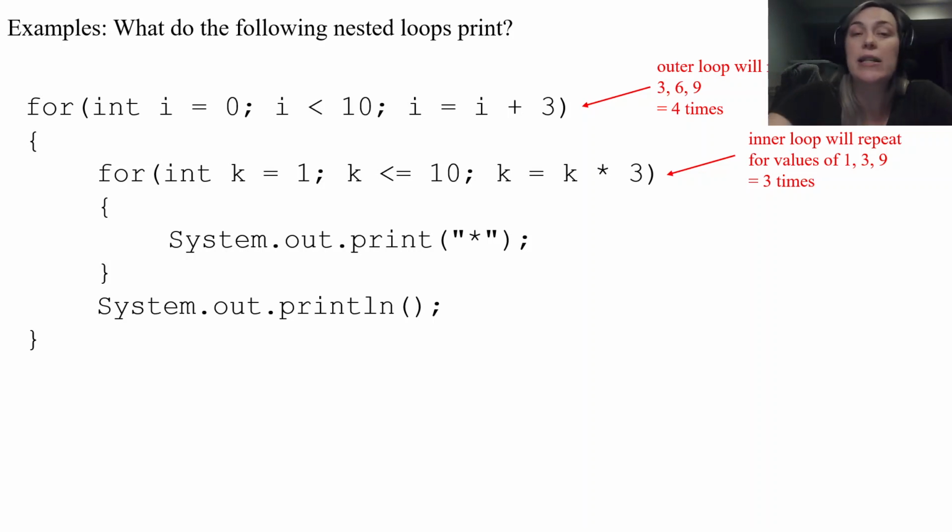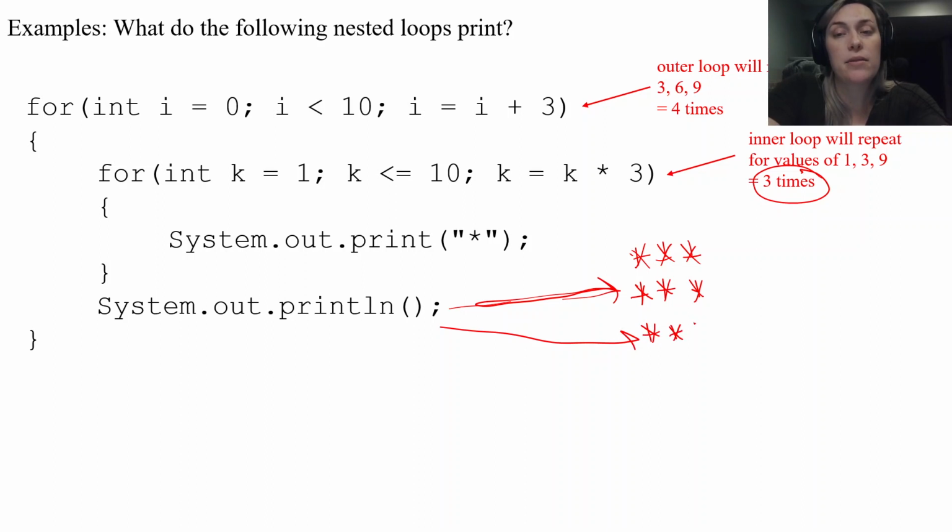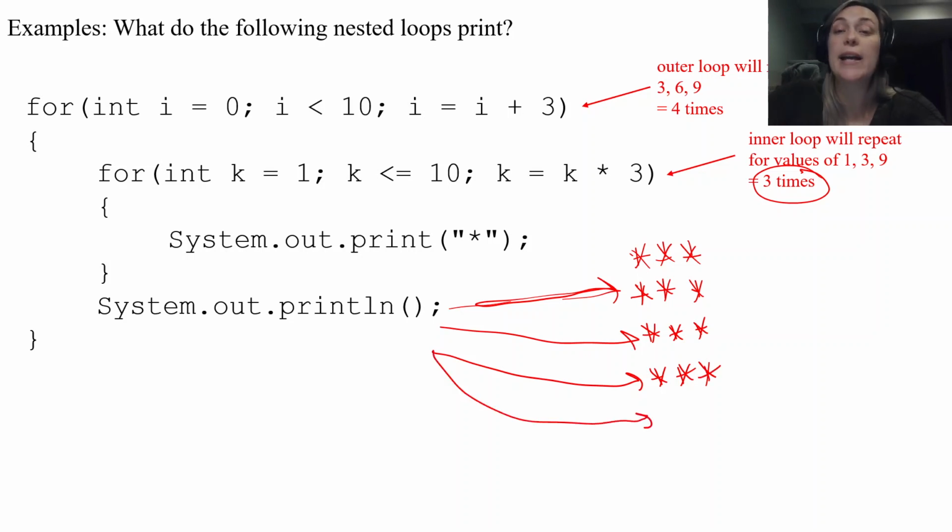Now it's the same situation where we're printing the asterisk. The asterisk gets printed 3 times because it's inside the inner loop. So your asterisk would get printed 3 times. Then you get a new line, and then it'll get printed again 3 times. New line, 3 times. New line, 3 times. And then it would get a new line at the end, but then your loop exits.